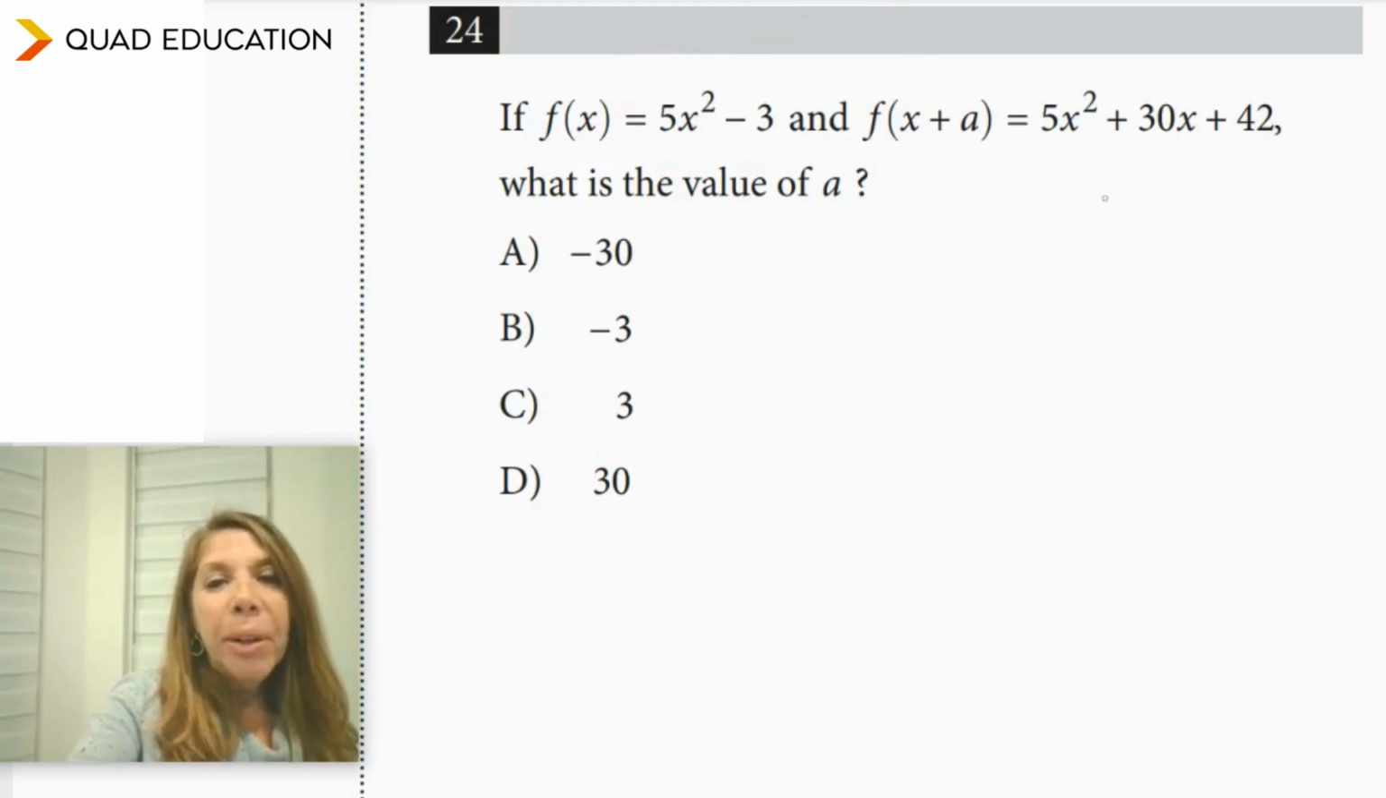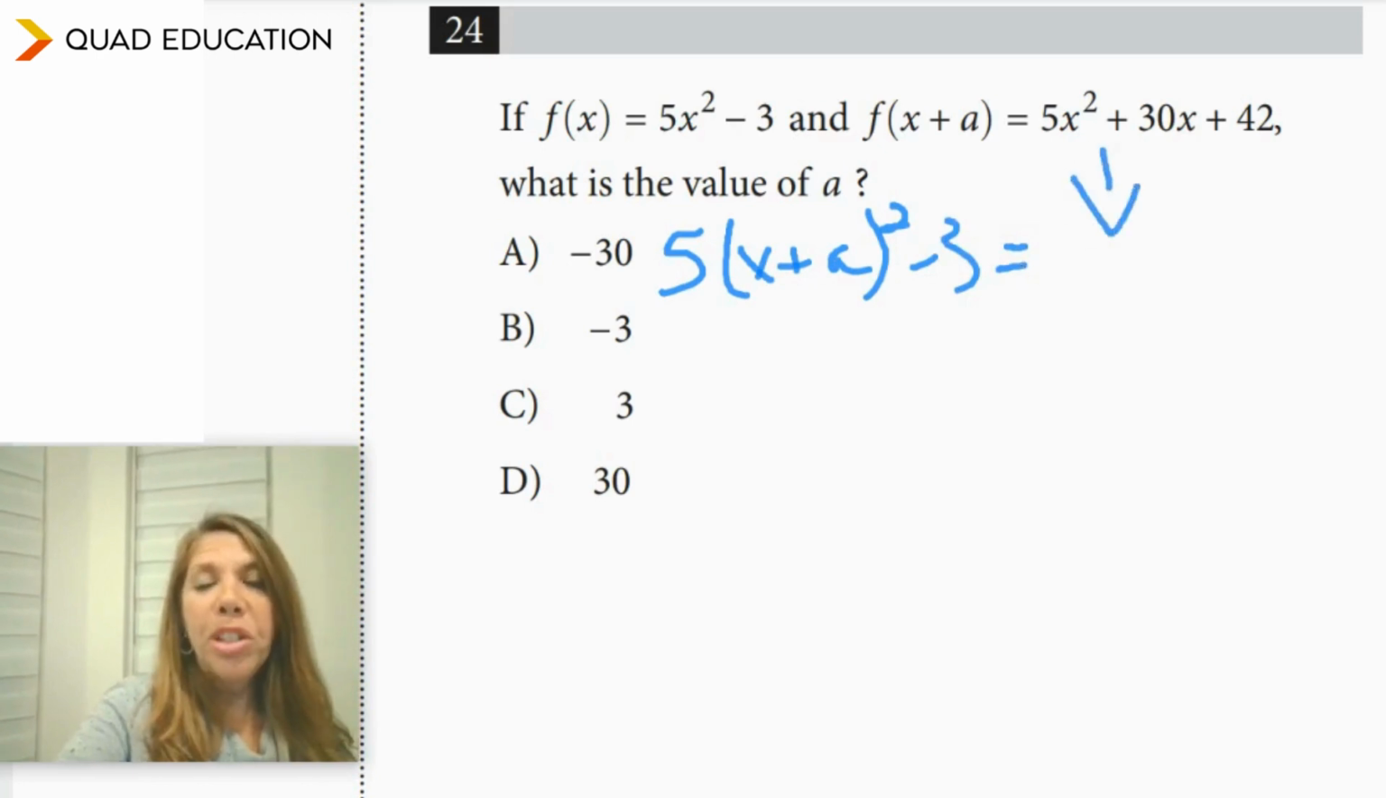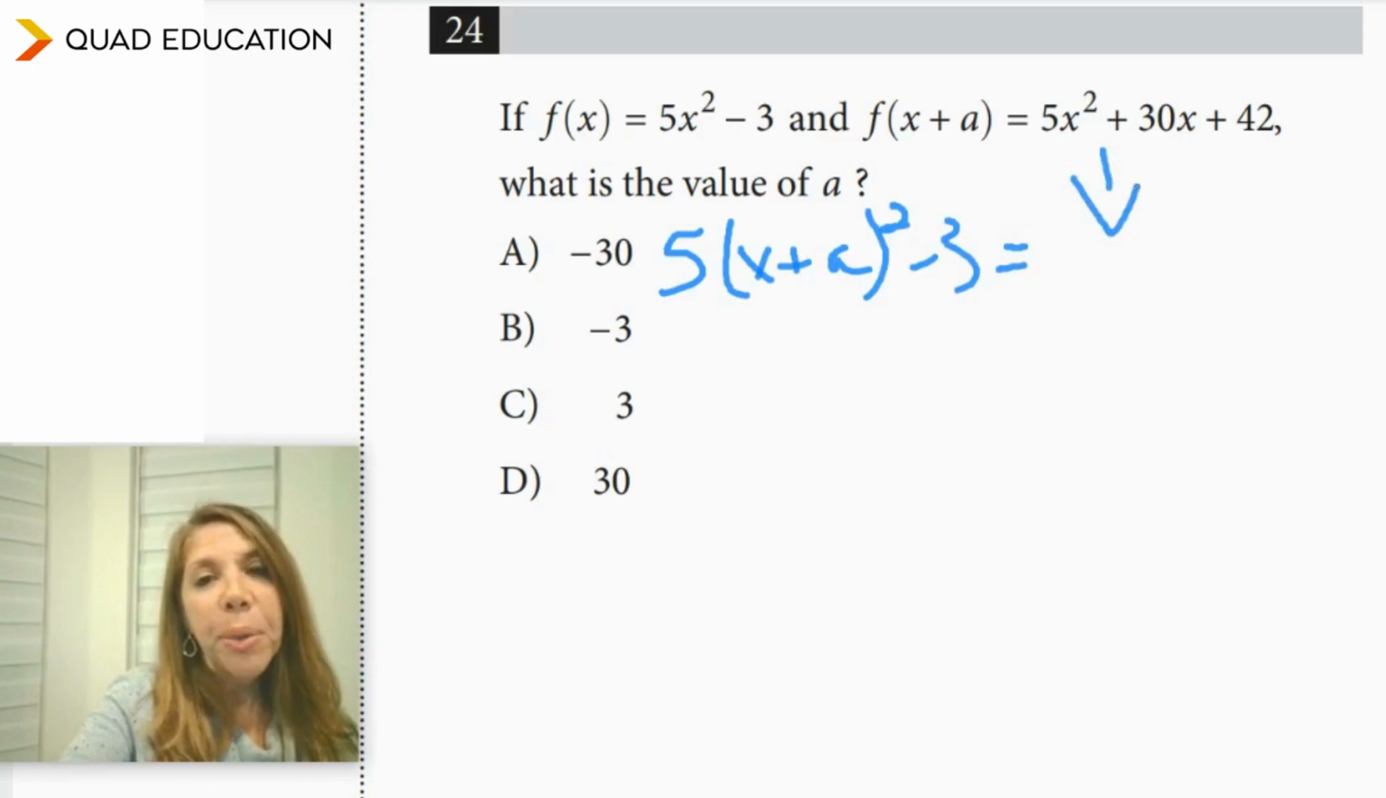So all we're simply going to do is replace the x with this portion right here. So that would now be 5 times x plus a squared minus 3 is equal to that whole equation right there. We're not going to rewrite that just yet because we have to do a few steps to the left side before we can set it equal to the right side.